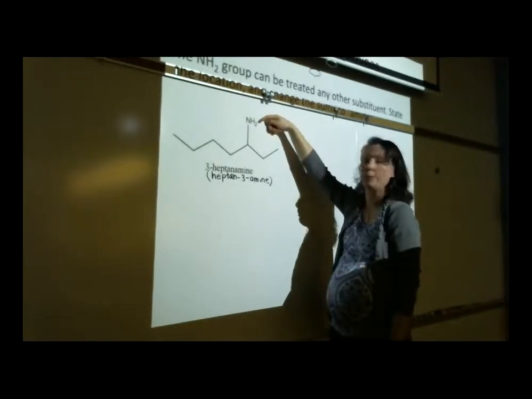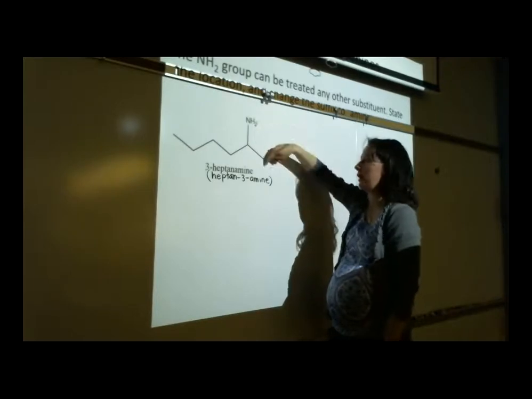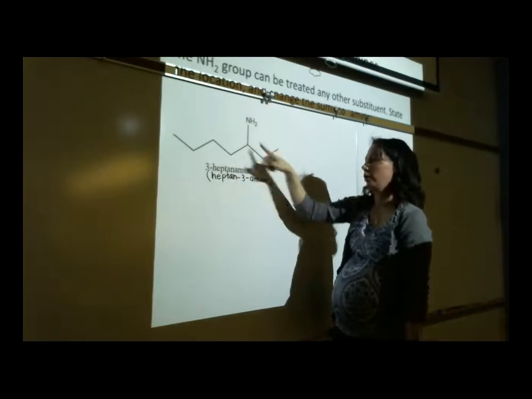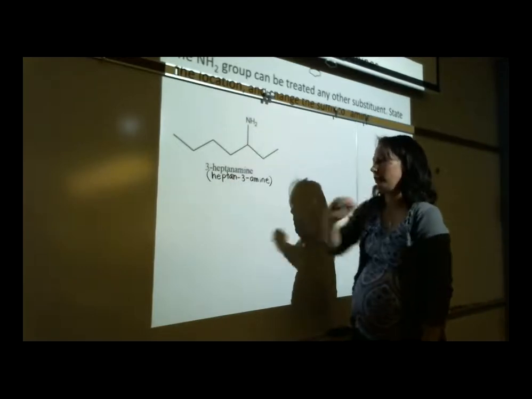Because this NH2 could be anywhere, right? It could be here, it could be here, it could be here, right? So the 3 is telling me, okay, it's a 7-carbon chain with an NH2 on carbon 3.